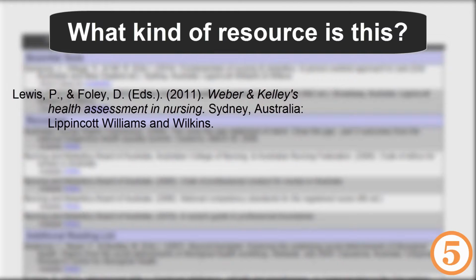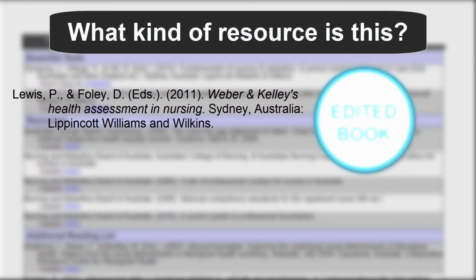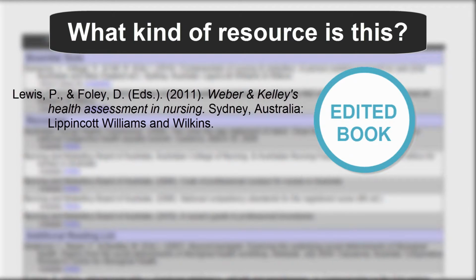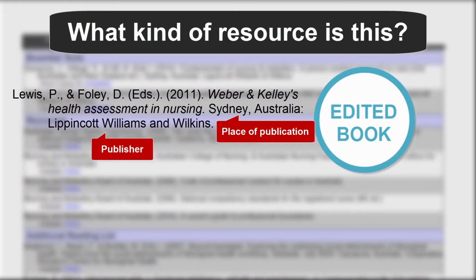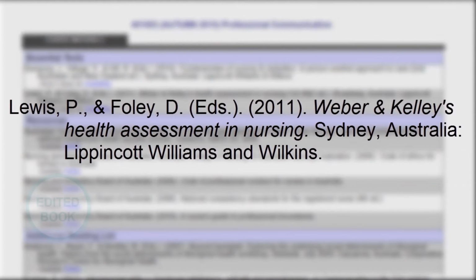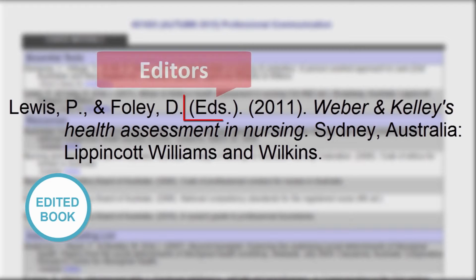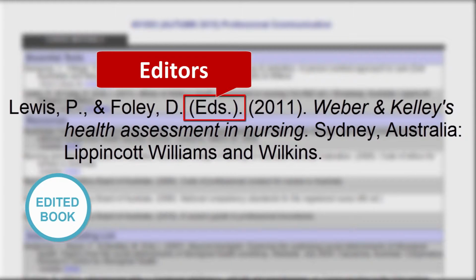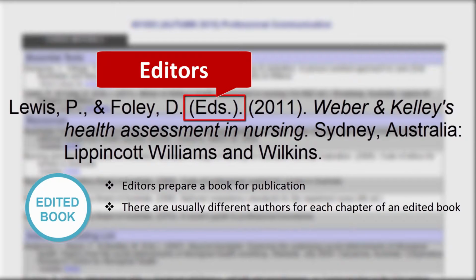What kind of resource is this? This is an edited book. What are the clues? You can tell it is a book because it has a place of publication and a publisher name. You can tell it is edited because you can see eds. after the names, which means editors. An editor's job is to prepare a book for publication. There are usually different authors for each chapter of an edited book.